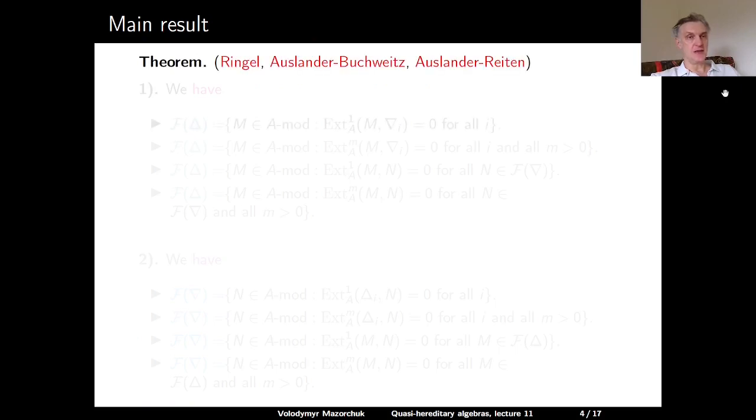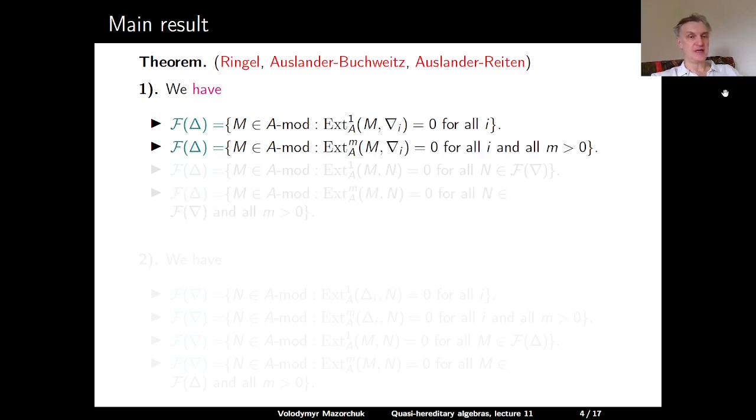Now we can formulate the main result for today's lecture. That's a theorem which is due to various authors, in particular to Ringel, to Auslander and Buchweitz, and Auslander and Dräxler. Claim 1. The category F(Delta) coincides with the category of all A-modules M for which the first extension from M to any costandard module vanishes. Also, the category F(Delta) coincides with the category of all A-modules M for which all extensions of positive degree to all costandard modules vanish.